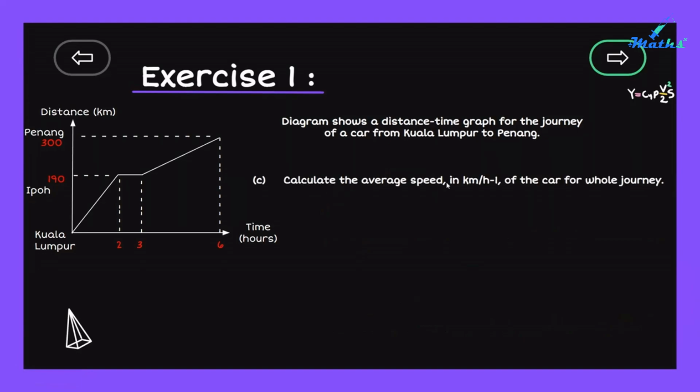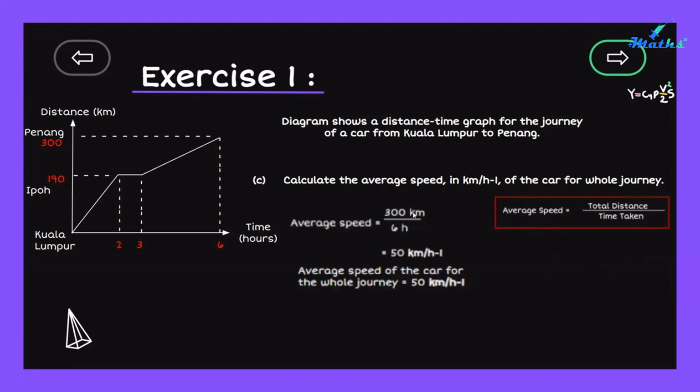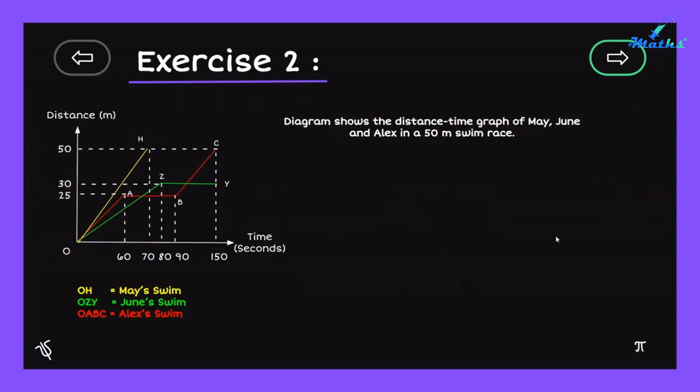And next is question C. Calculate the average speed in km/h of the car for the whole journey, with the whole graph. And for average speed, we take the total distance and divide by the time taken for the whole journey. So the total distance obviously is 300 and the time taken is 6. So I use 300 km divided by 6 hours equals 50 km/h. So the average speed of the car for the whole journey equals 50 km/h.